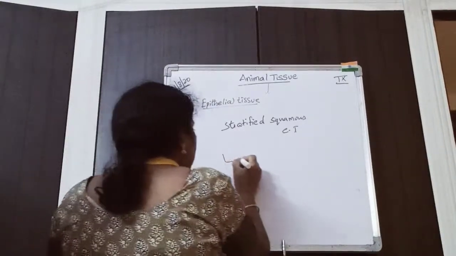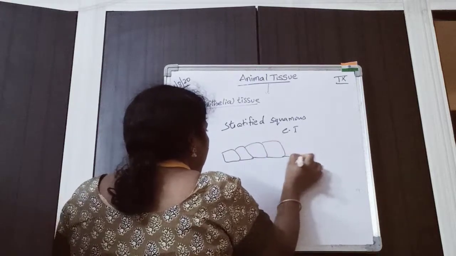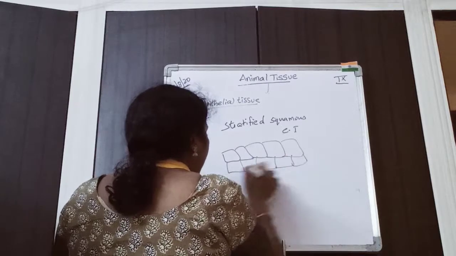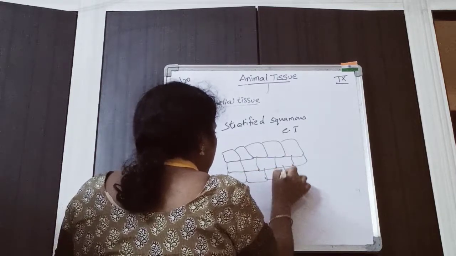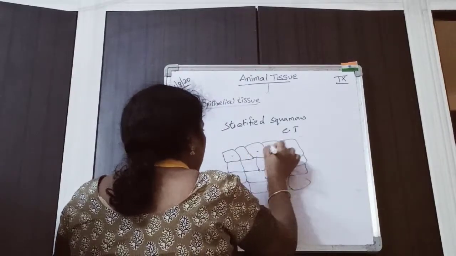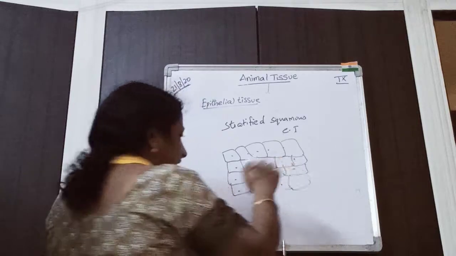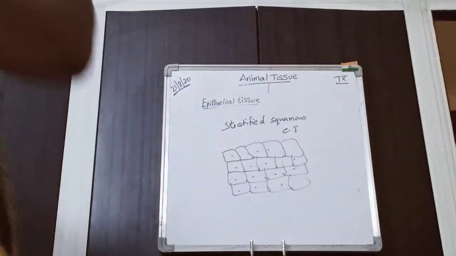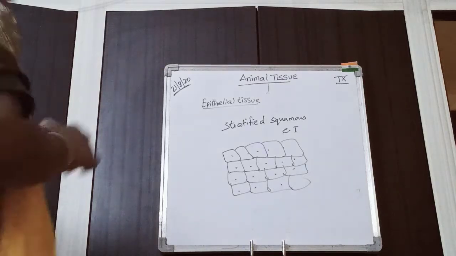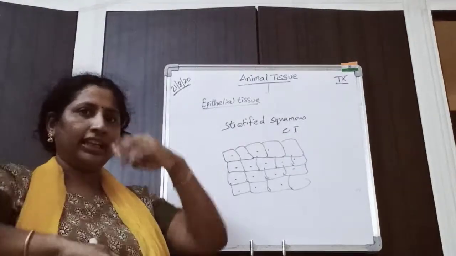The cells are compactly arranged, but they are in the form of layers. There are several layers like this. Stratified squamous epithelium are arranged in layers. Layers lo arrange ayi untadi annamata stratified squamous epithelial cells. Okay, they are arranged in layers. Means oka layer kinda oka layer kinda.